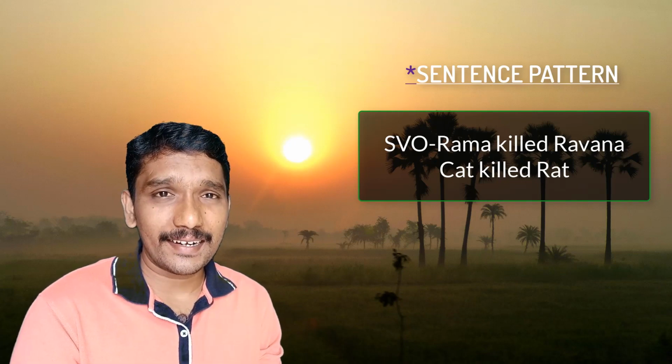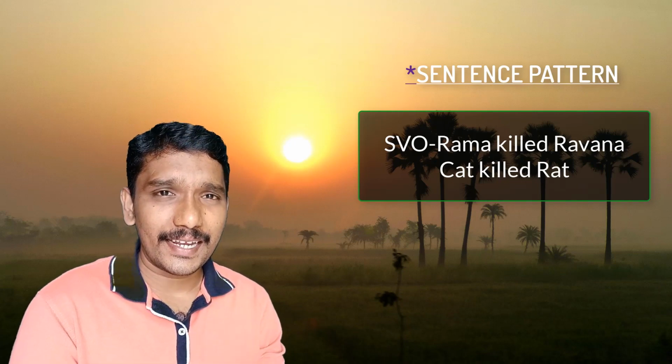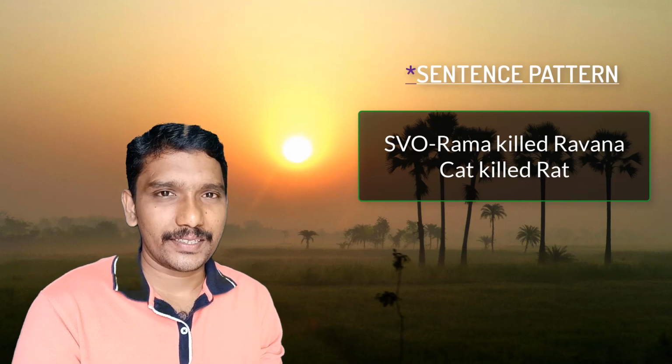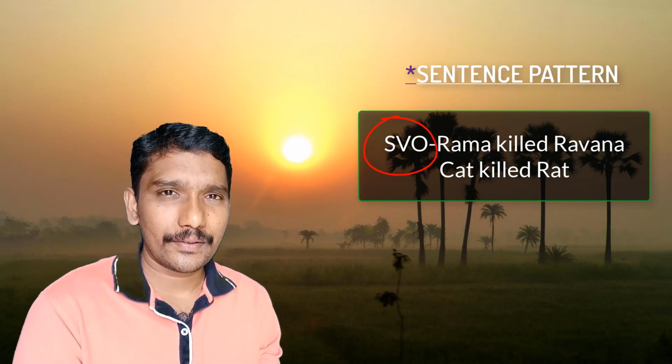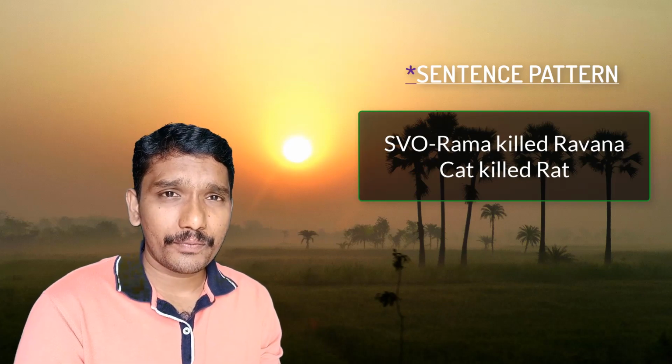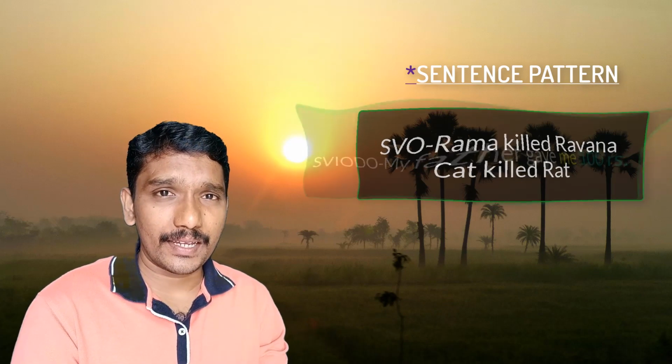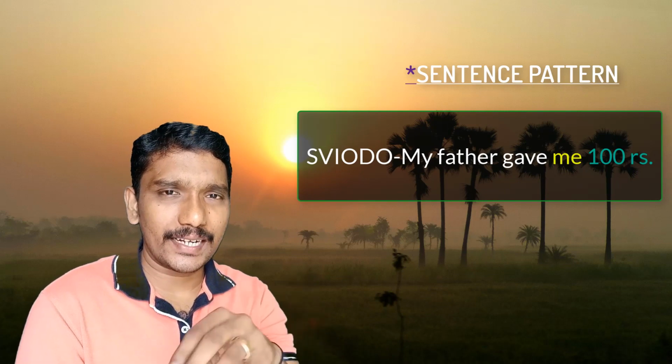And also cat killed rat, cat is subject, killed verb, rat is object. So now what is the pattern of this sentence? If you find two objects after the verb, for example, my father gave me 100 rupees. Here my father is subject, gave, it is the action, கொடுத்தல்.